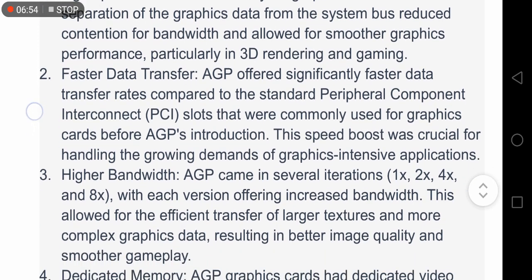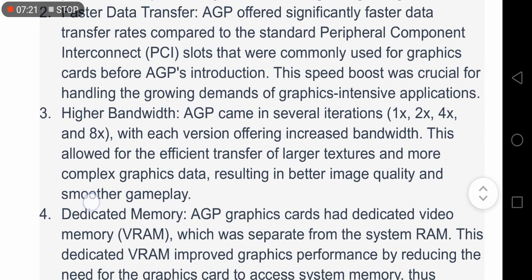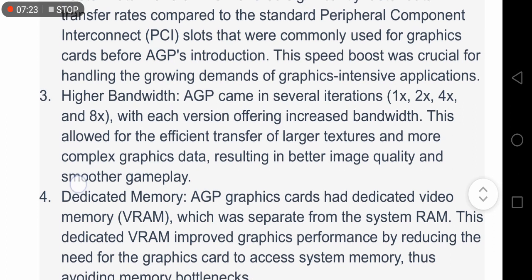Number 2. Faster data transfer. AGP offered significantly faster data transfer rates compared to the standard PCI (Peripheral Component Interconnect) slots that were commonly used for graphics cards before AGP was introduced. This speed boost was crucial for handling the growing demands of graphics-intensive applications.